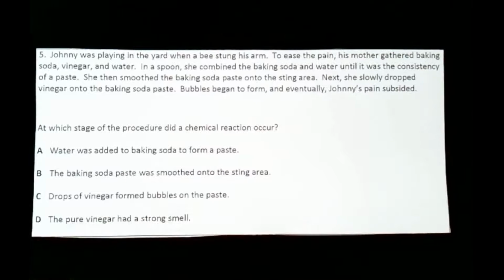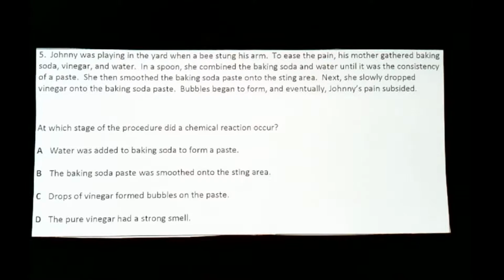Johnny was playing in the yard when a bee stung his arm. Ouch. To ease the pain, his mother gathered baking soda, vinegar, and water in a spoon. She combined the baking soda with water until it was the consistency of paste. She then smoothed the baking soda paste over the sting area. Next, she slowly dropped vinegar on the baking soda paste. Bubbles began to form, and eventually Johnny's pain subsided. At which stage of the procedure did a chemical reaction occur?